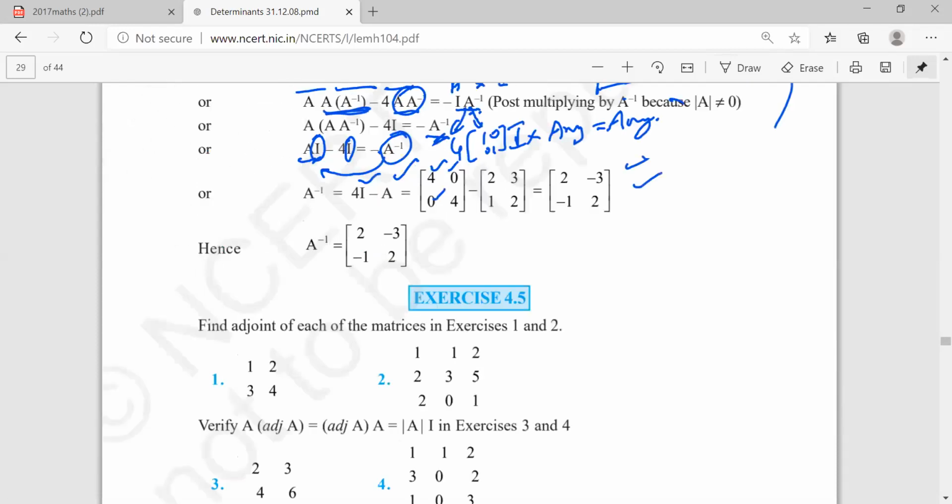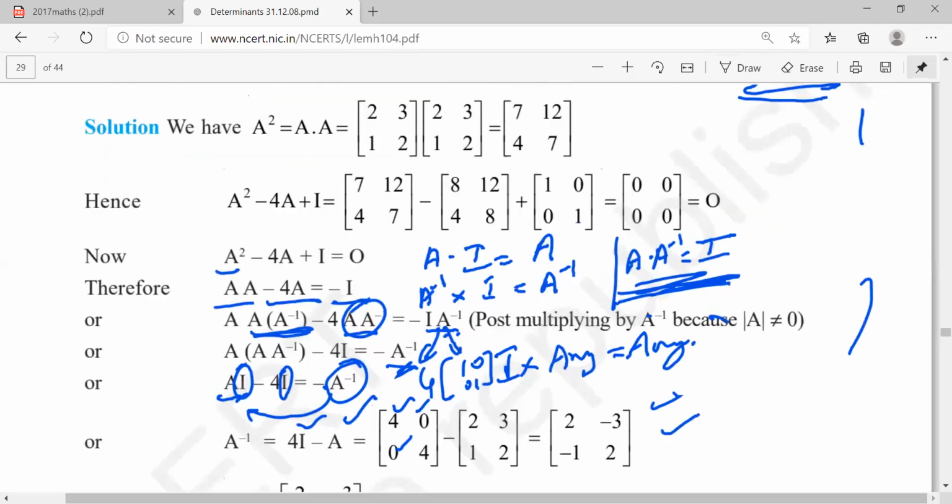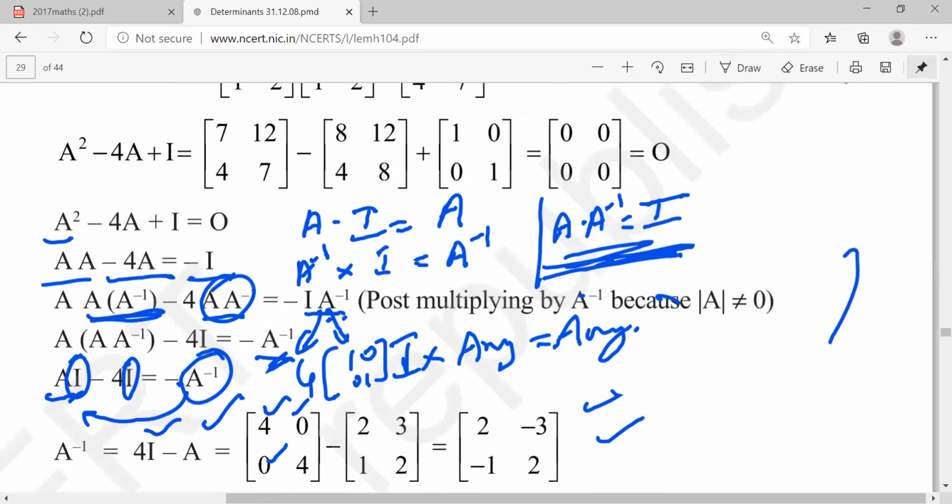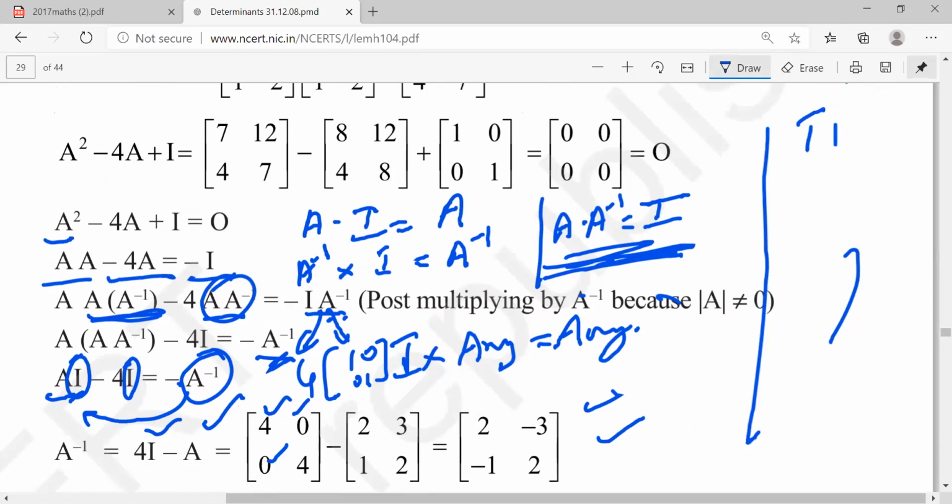And guys, please write down these things also, what I wrote here. A dot I is equal to A. A inverse into I is equal to A inverse. A dot A inverse is equal to I. Correct? Make a column on the right hand side and write down tip. And write down all these things in your own words.